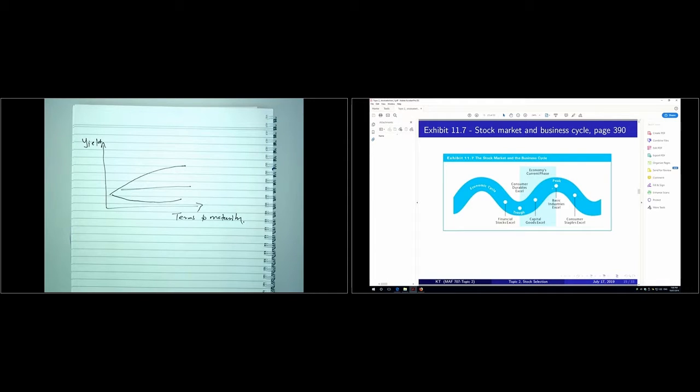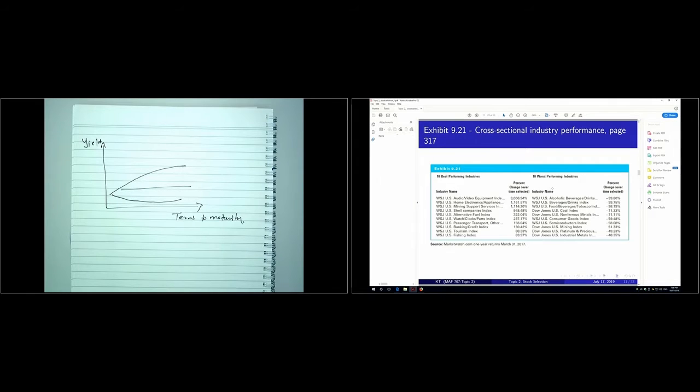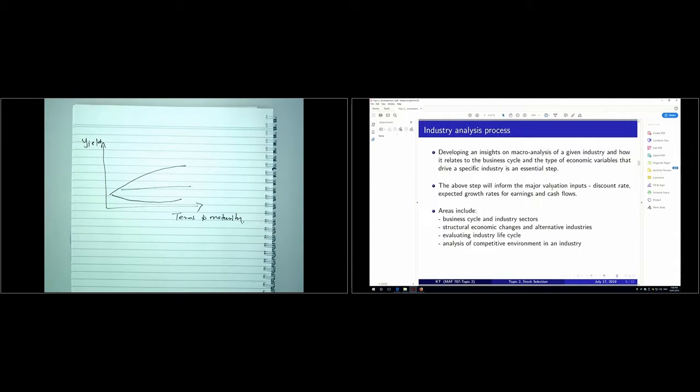This is the behavior of a fund manager who is engaged in sector rotation by riding the business cycle, and timing and investing in those stocks. Okay, industry analysis. So that is the business cycle and industry sectors. Then structural and economic changes. As part of the industry analysis, one also needs to understand the structural changes in the economy. Structural changes in terms of technology, in terms of demographic changes.